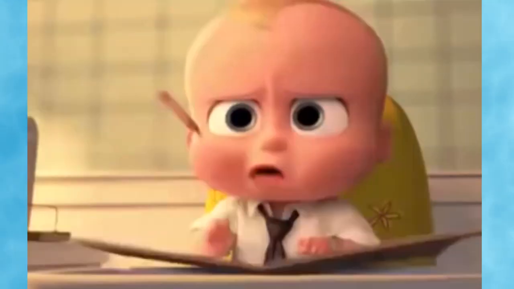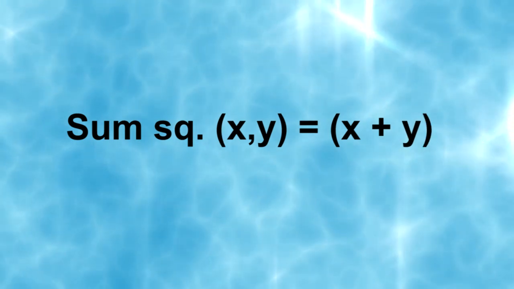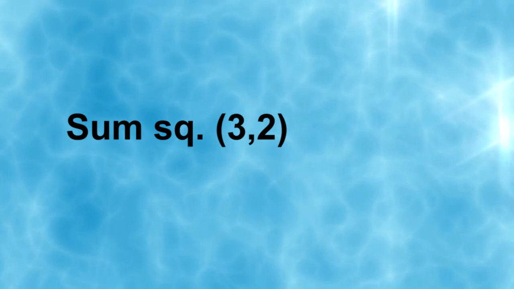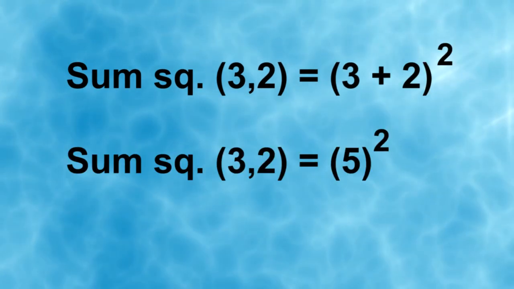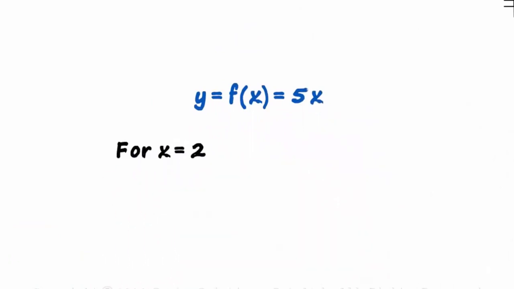I can make another function that gives me the square of the sum. So first I will do the sum of the numbers and then I will do the square. So I will write that as x plus y whole square. So if I put 3 and 2 here, I will get 3 plus 2, that is 5, and 5 square, that is 25. There are many other interesting functions.